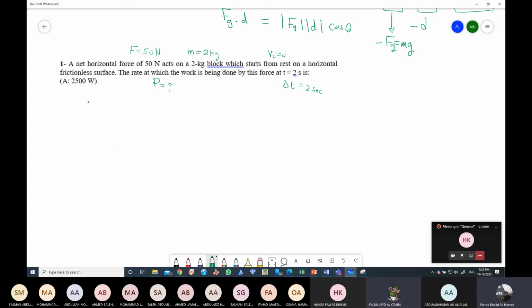Okay. I know that the power is equal to work divided by delta t. I have delta t but I don't have the work. But I have force, mass and velocity.